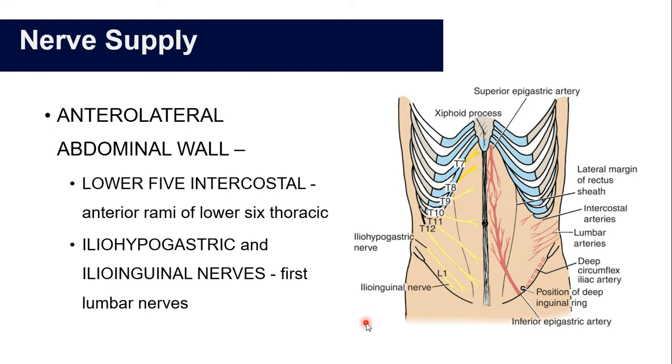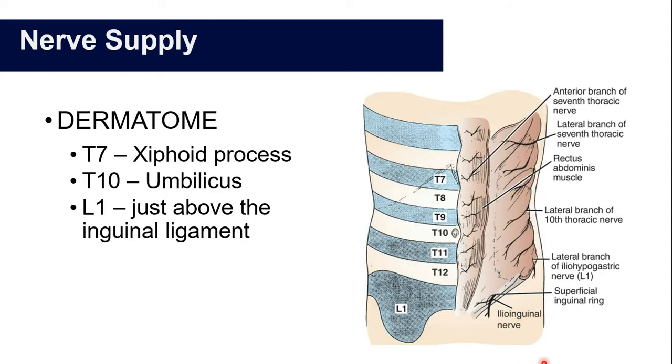Next are the iliohypogastric and then the ilioinguinal nerves. So these iliohypogastric and ilioinguinal nerves represent our first lumbar nerve. So as you can see here in the image, the abdomen will be supplied, especially in the sensory part of our abdomen, again by the lower five intercostal nerves from the anterior rami of the lower six thoracic, and then your iliohypogastric here, and then the ilioinguinal nerve here.